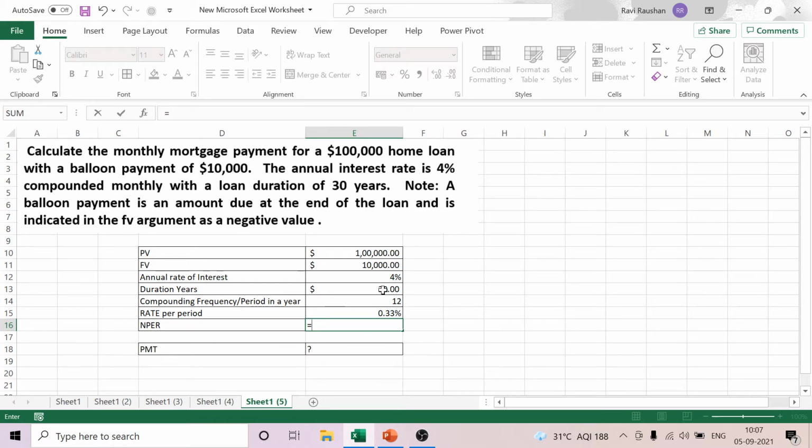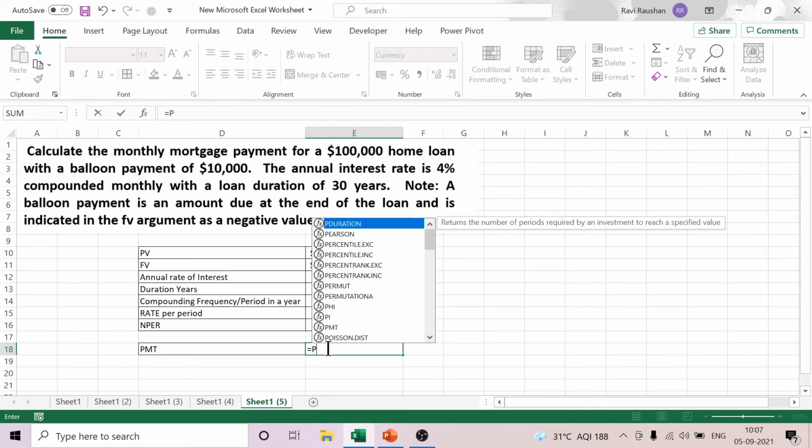So let me first change its formatting. I right click here, format cell. I convert it to a number and make it 0. So 30 years is the duration, so your NPR is 30 into 12. That is 360. So when it is done, simply calculating PMT is not an issue.